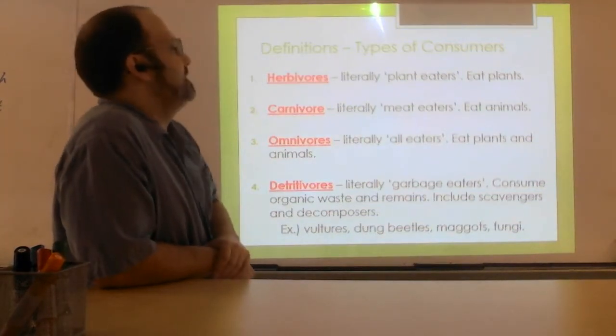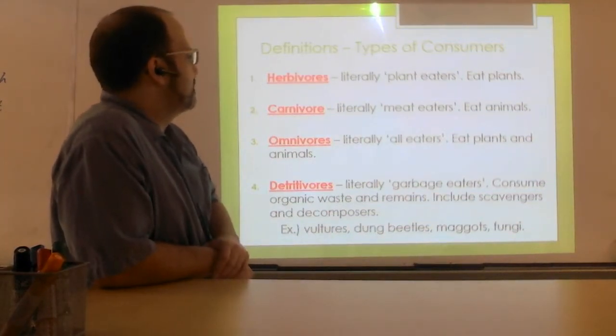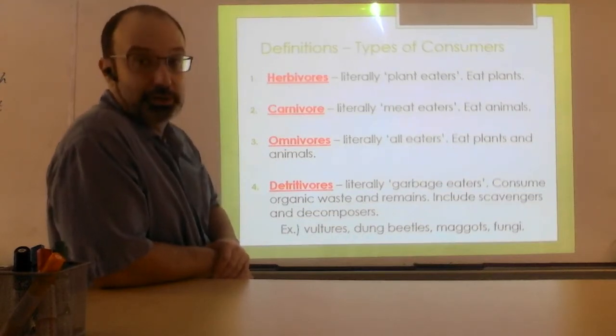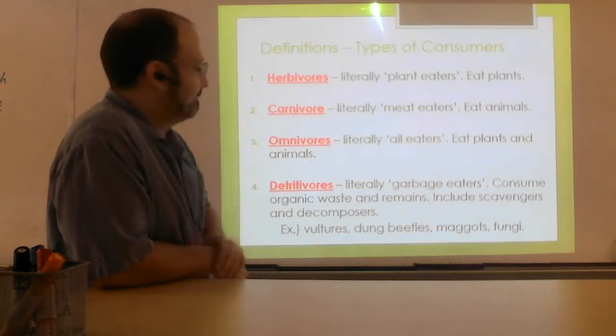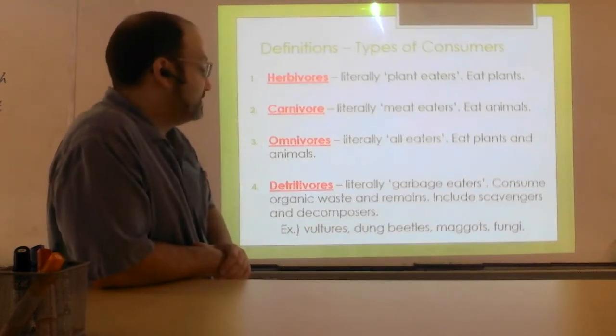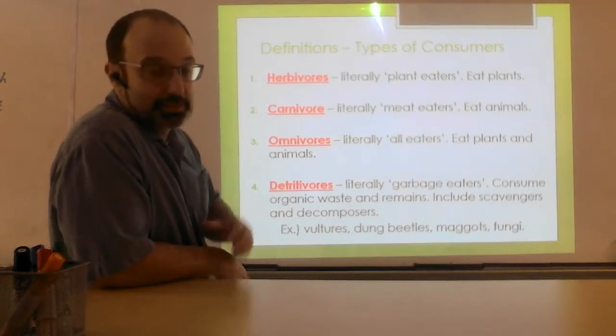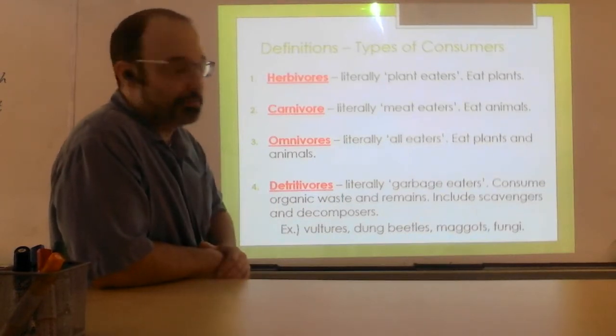Herbivore literally means plant eaters. Vor means eat, herb means plant. Carnivore means meat eaters. Omnivore means all eaters. Omni means all or everything. All of these just mean the same thing. Detritivore is literally garbage eaters. Detritus is garbage. It's a fancy way to say garbage.